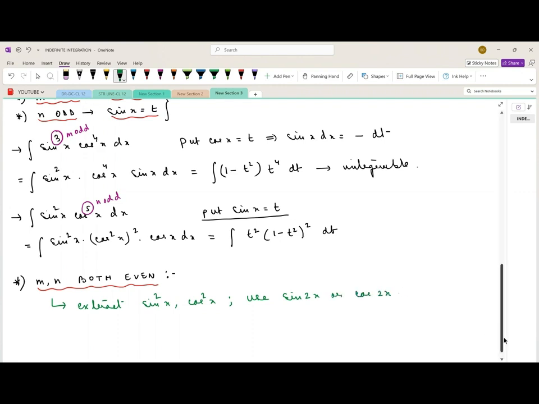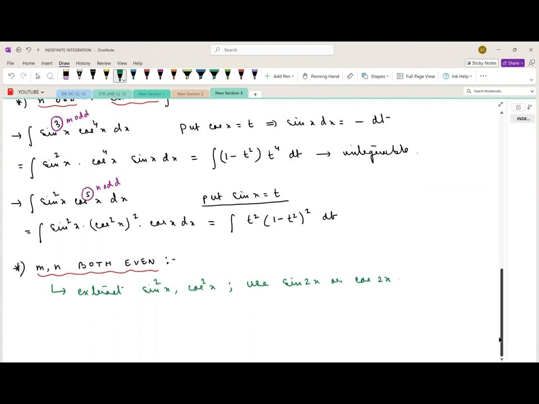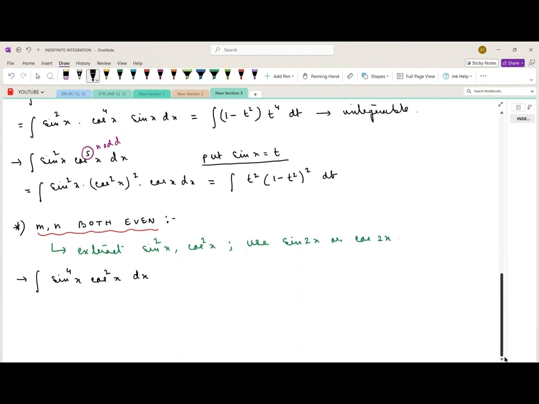Okay, so now let's take an example. Say you have integral of sine to the power 4 x and cos square x dx. As I told you earlier, in the previous two examples also we have taken m and n even, but there m and n were equal, but you might not always have equal. So this is one such sum where m and n are even, but they are different. M is 4 and n is 2.